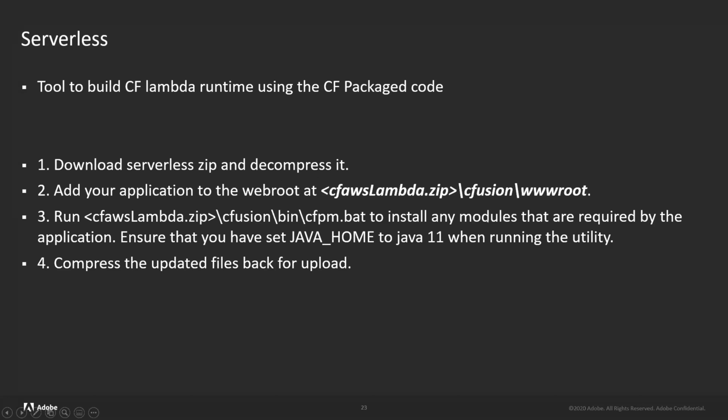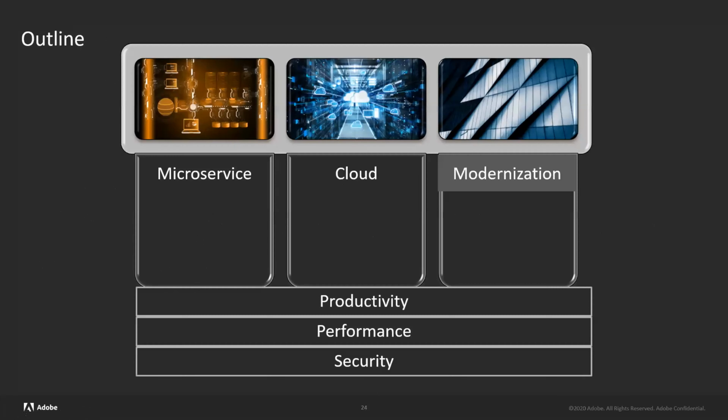Let us know what modules are needed for the application by running CFPM, and install any modules that you need. What Java home you need, you can set that as well. Once you do this, compress it back and upload. It's ready to be used on Lambda or Azure Function eventually. So that's the serverless functionality available with Project Stratus. You can run it in serverless mode as well. So quite a bit of stuff.